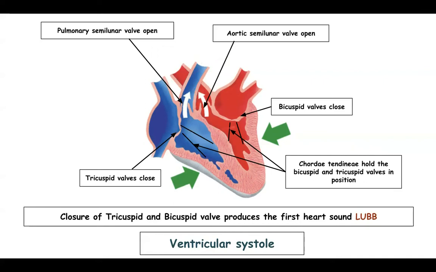The tricuspid and the bicuspid valves, which have closed, are held in that closed position by the chordae tendineae, which are present on the papillary muscles in the ventricle walls. So the chordae tendineae hold the tricuspid and the bicuspid valves closed, and the blood moves forward to the lungs via the pulmonary artery and to the body via the aorta.